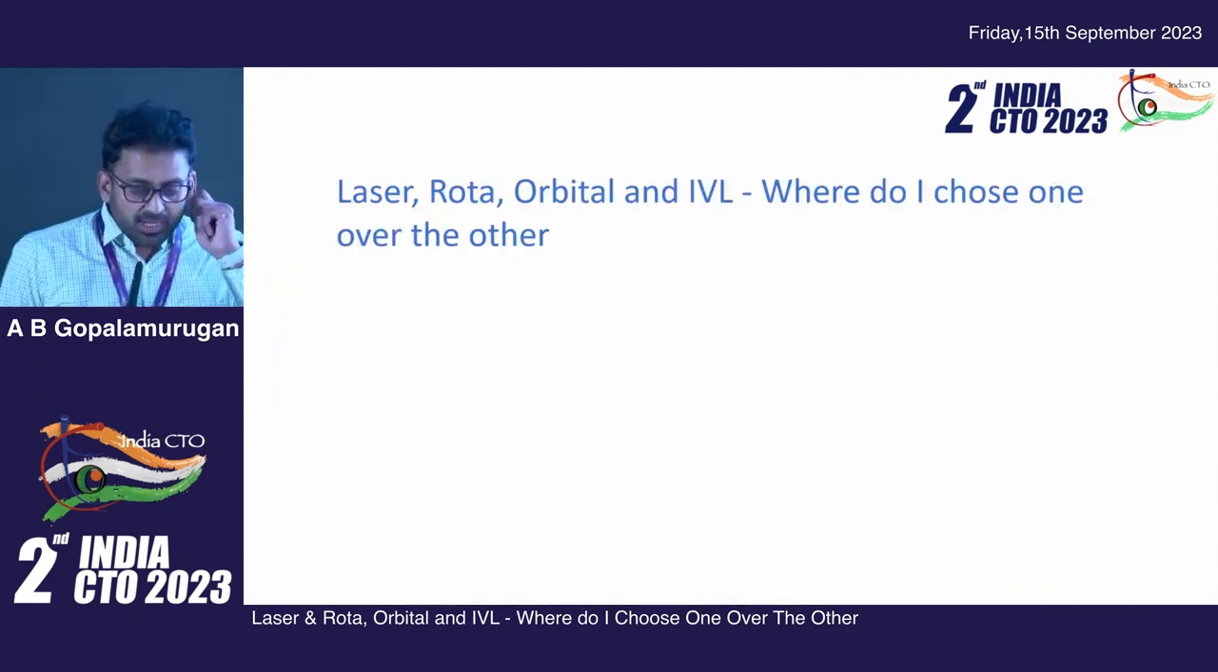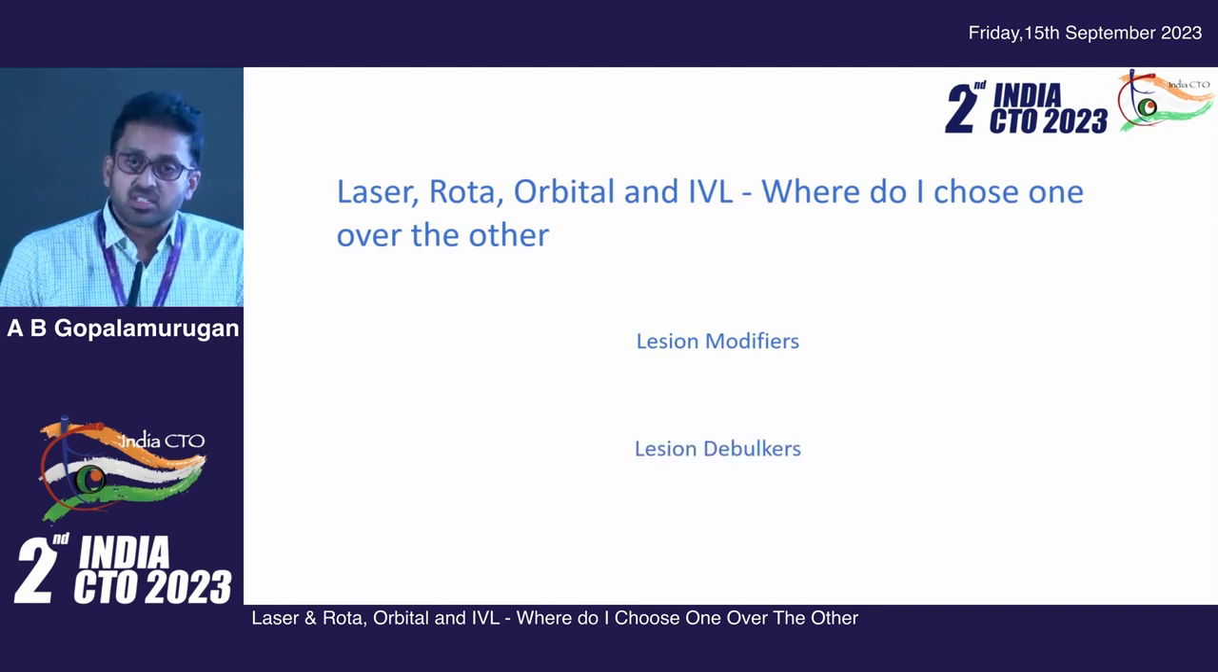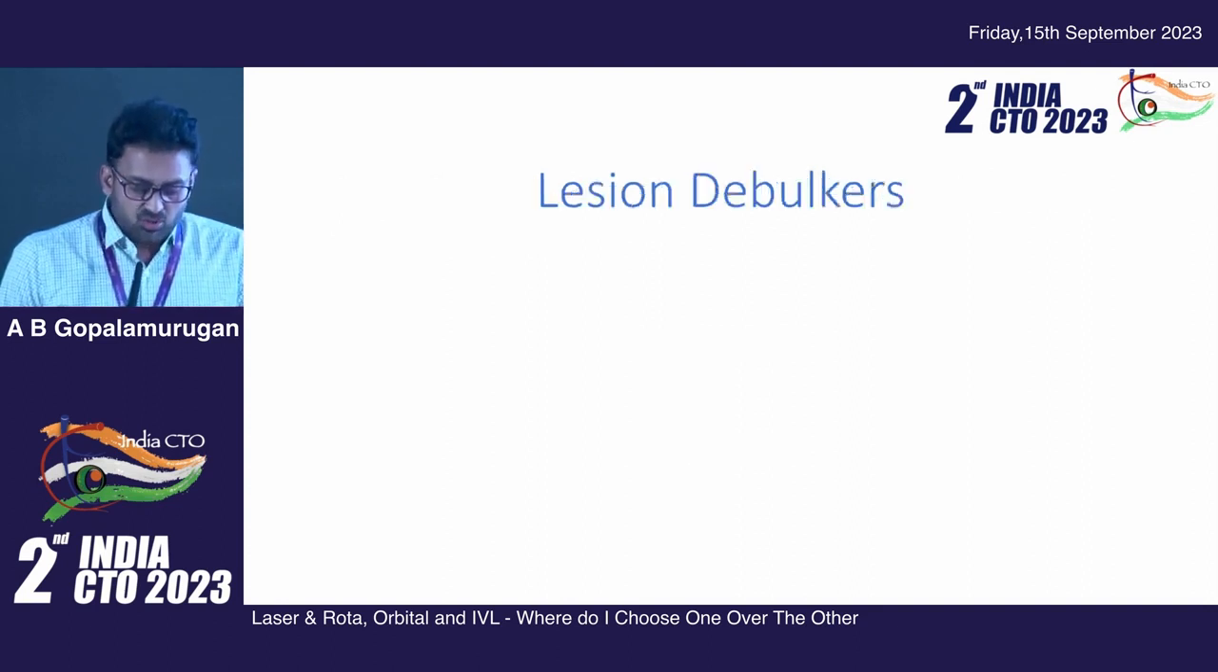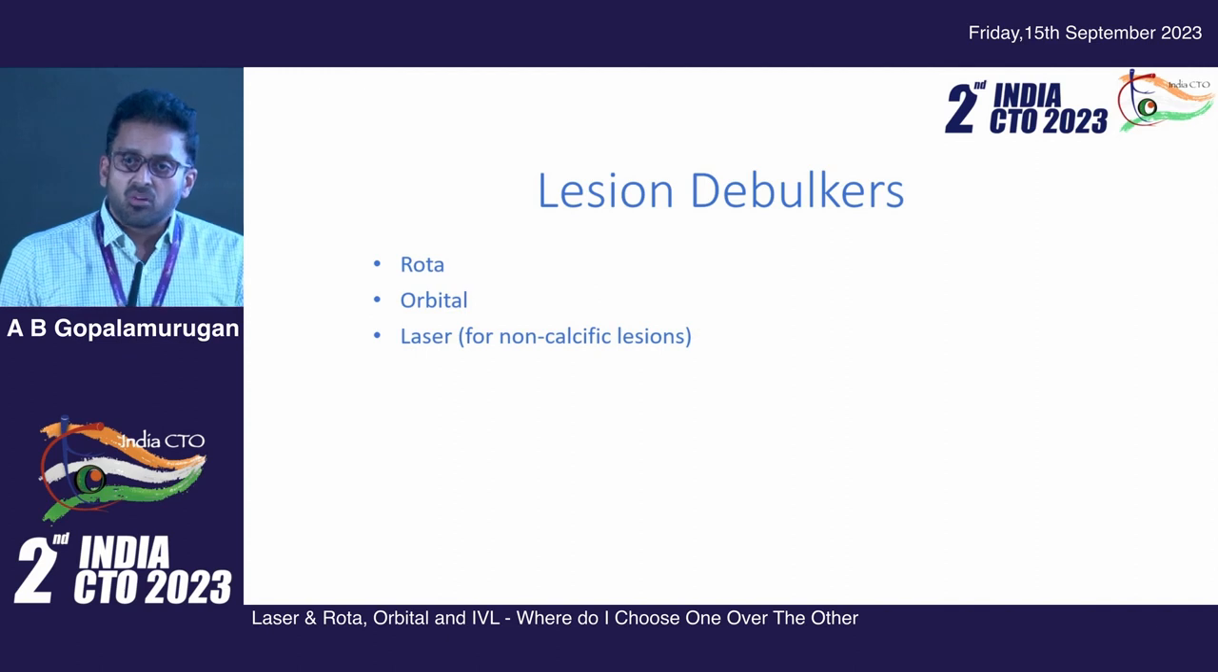So coming back to the original question, where do I choose one over the other? I look at them as two different classes, either the lesion modifiers or lesion debulkers. So how do we decide? We need to know what debulks and what modifies. Debulking technologies: Rota obviously debulks because it churns them. You remove material and it's flushed off. Orbital, again, removes material, so you're debulking.